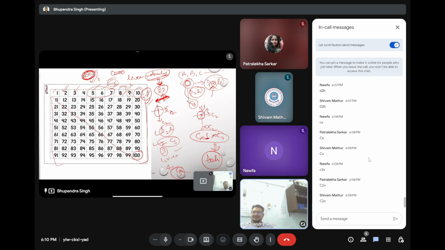Patlekha, Cs. Why are you saying Cs, Nafa? Just now we solved for the point group of 10. Similarly, apply the same concept. Yeah, C2v. It should be C2v.